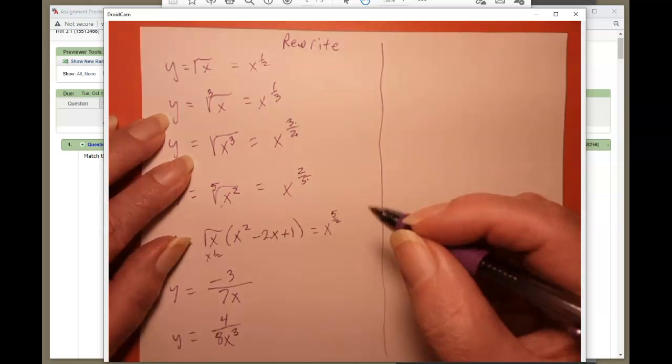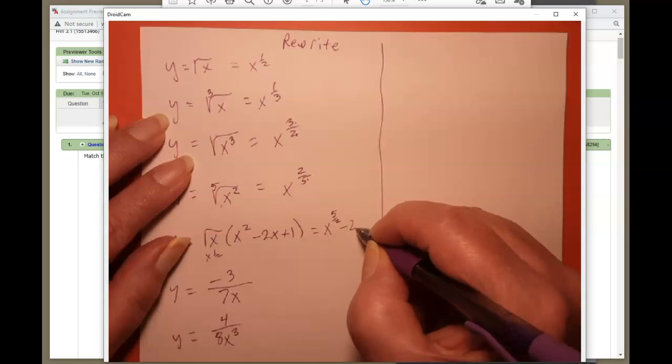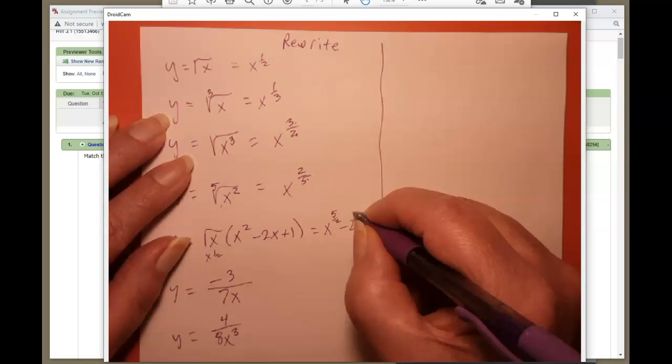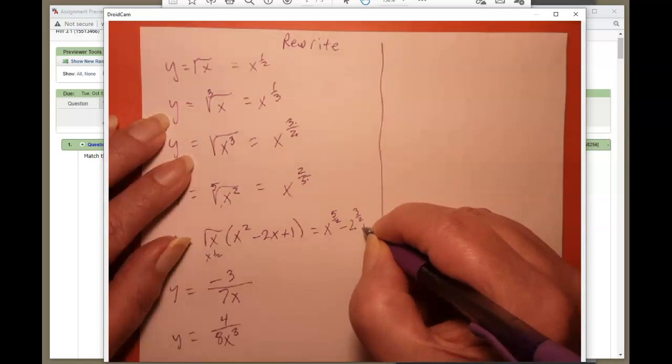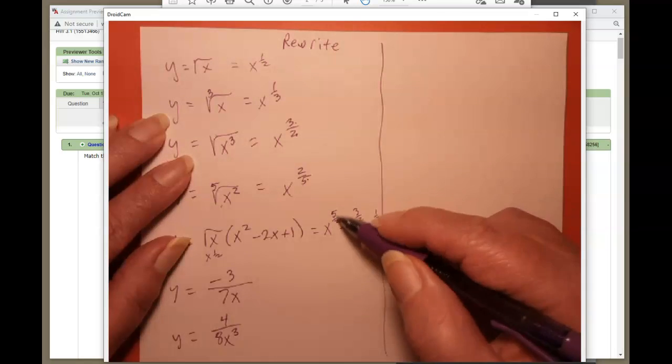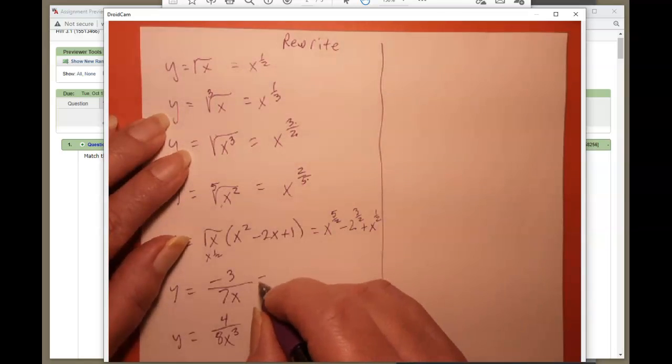Fractions are easier to take derivatives. Minus 2x to the first, which would be 2/2 plus 1/2. Pick up your calculator if you need to. 3/2 plus x to the 1/2. This is an easier form to take the derivative. That's what we're doing, so that's what we need.